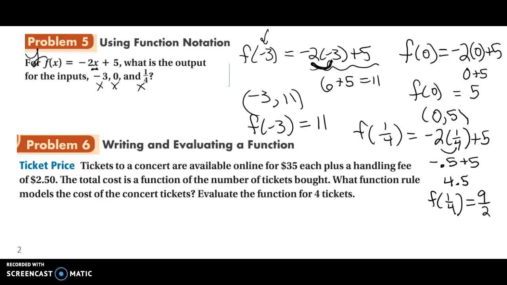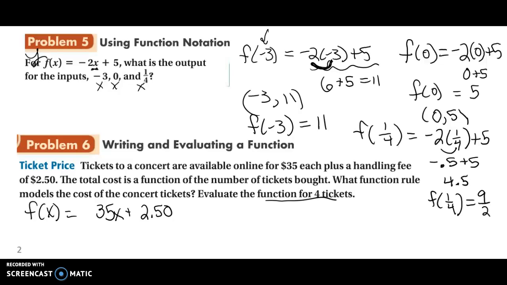So let's write a function rule for this total cost of concert tickets. Each ticket is $35, and then we have a handling fee of $250. Now the numbers are added to each other, but I'm missing my variable x. X is for each thing. What keeps getting added? We have $35 for each ticket, or per ticket, so the x is going to go with the 35. So I have 35 for each ticket, and then the $250 only happens one time because they're only going to charge me a handling fee one time. So there is my equation.